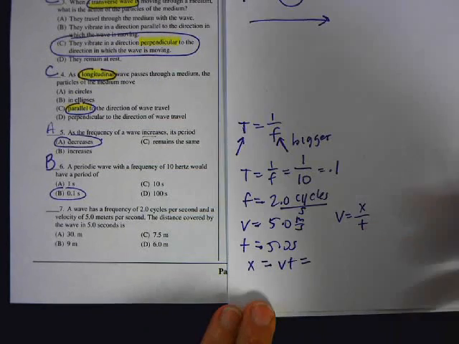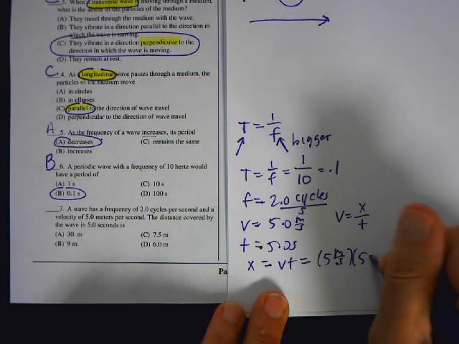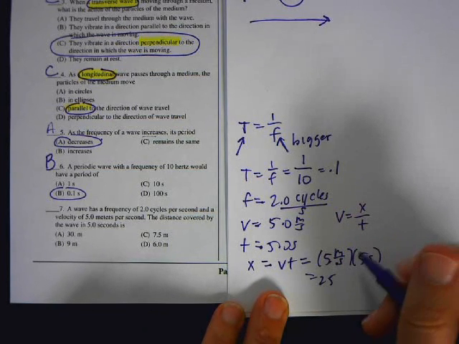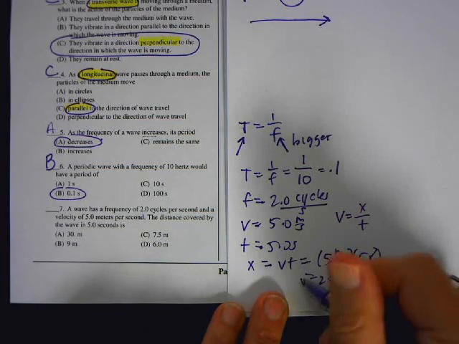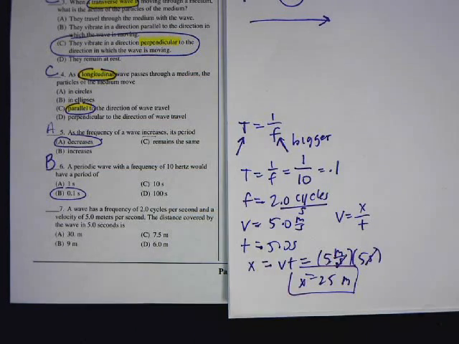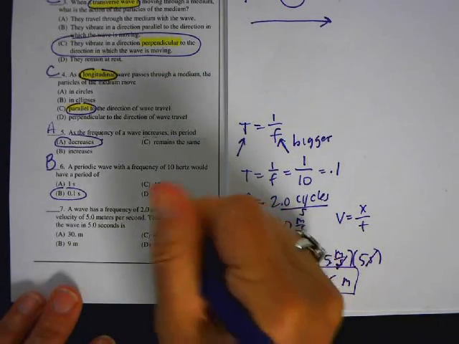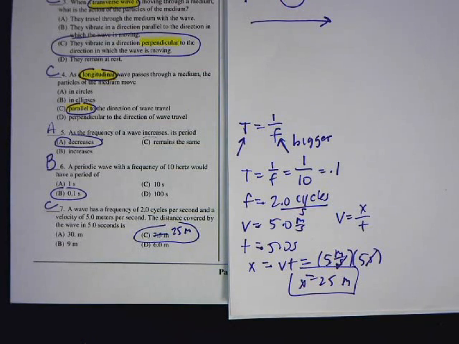So x is equal to 5 meters per second times 5 seconds. 5 times 5 is 25, and I see that this second in the denominator cancels with this second in the numerator, and I get the correct unit for distance, which is meters. So the answer is 25 meters, and I just changed that one. I don't know why, but it doesn't matter. But the answer is 25, and the choice was not there. Okay.